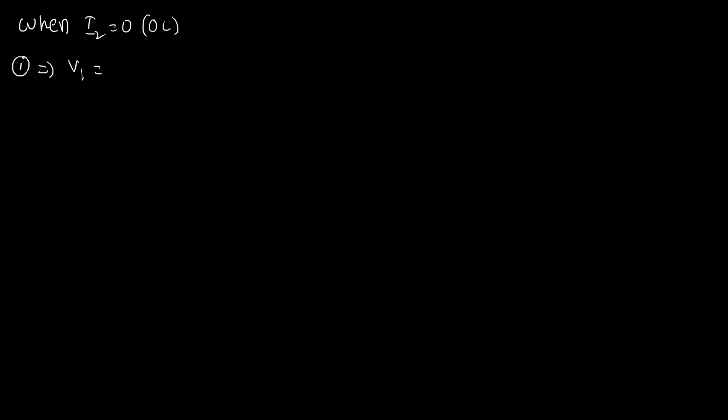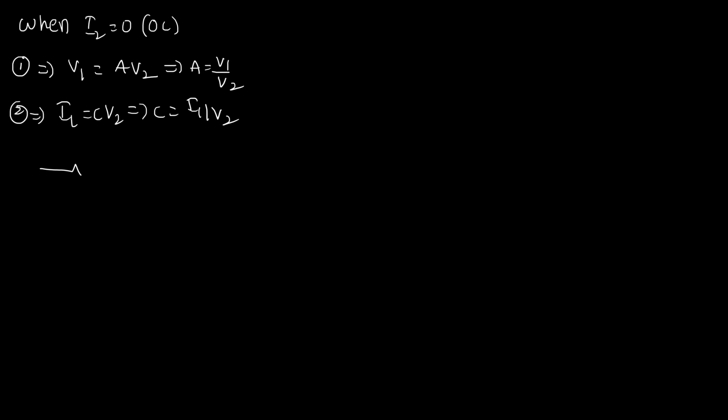So from the first equation, what can we write? V1 equal to, so if I2 becomes 0, it will be A V2. So from this, what can we write? A as V1 by V2. From the second equation, I1 as C into V2. So C is I1 by V2. So under this condition, we are redrawing the network. Okay, like this.